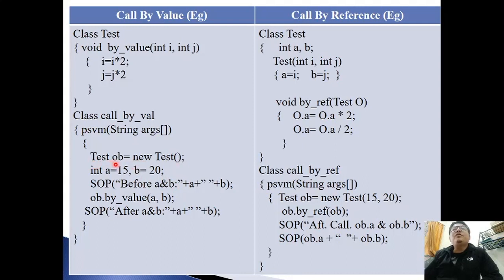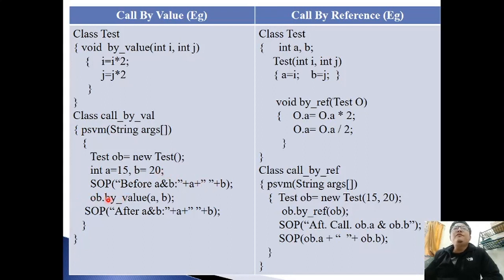I have created the object ob of this type Test. Then I have declared two integer variables a and b with 15 and 20 respectively. Then I have tried to display it. I have used the concatenation operation, the plus symbol, to display everything in one line. So this SOP statement will display the answer as "before a and b 15 and 20". This says that a and b have the values 15 and 20 respectively.